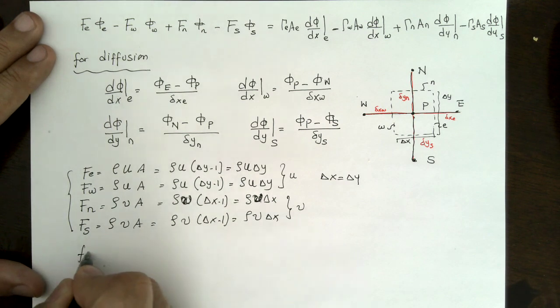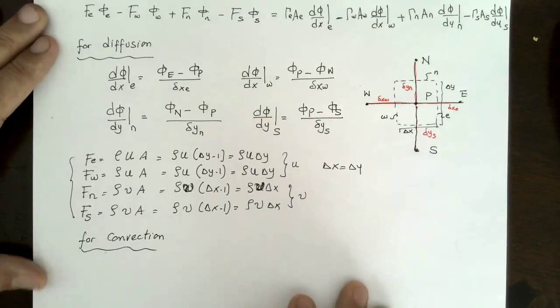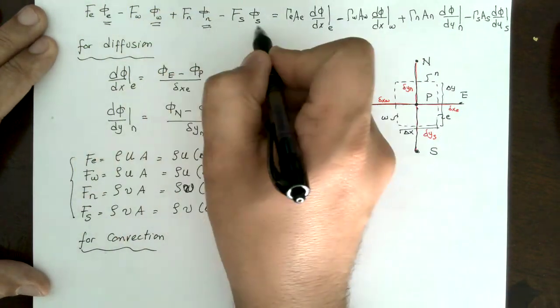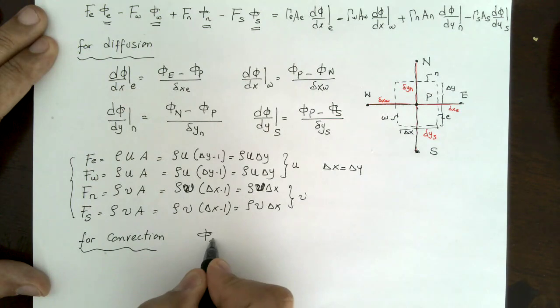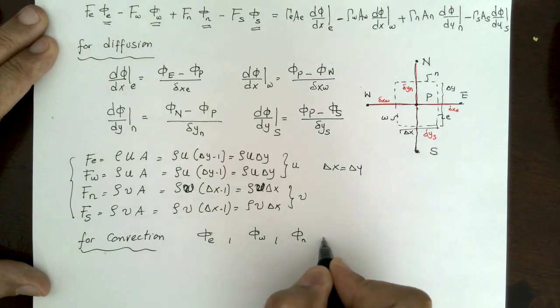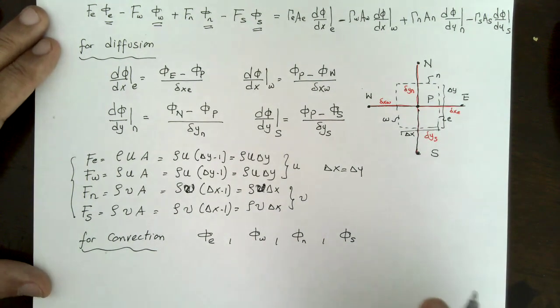Now we'll go for the convection term. For the convection, what do we need to define? We need to define the phi east, phi west, phi north, phi south. So I need to get phi east, phi west, phi north, phi south. How do we get that? We did multiple schemes to do that.